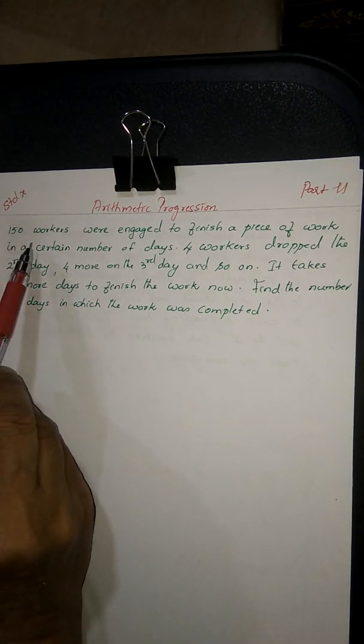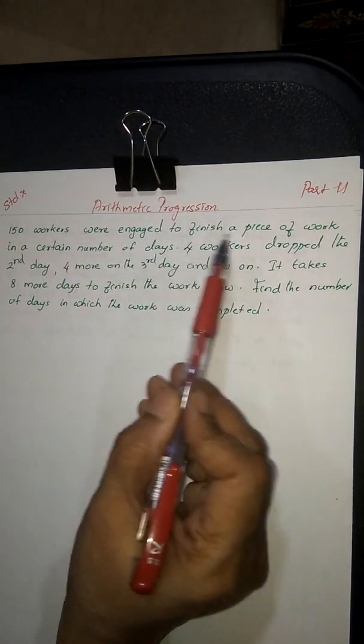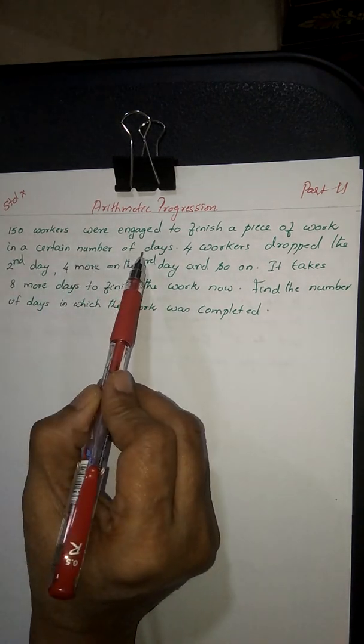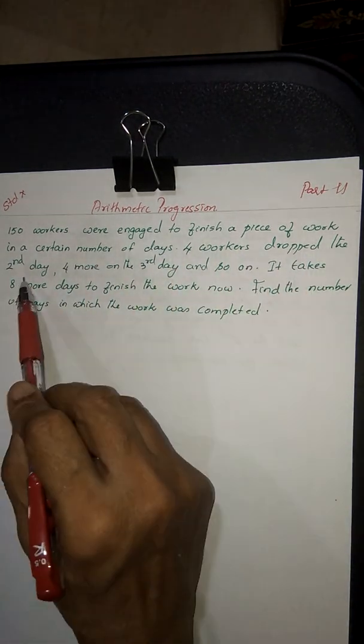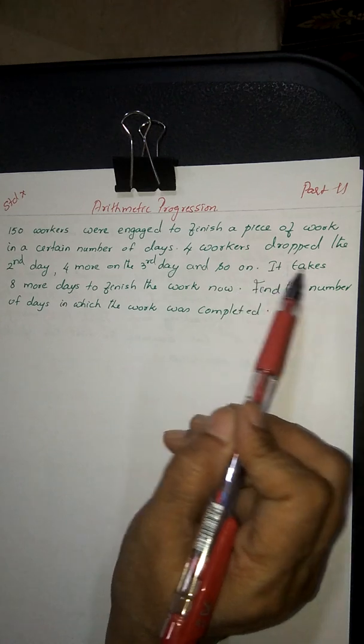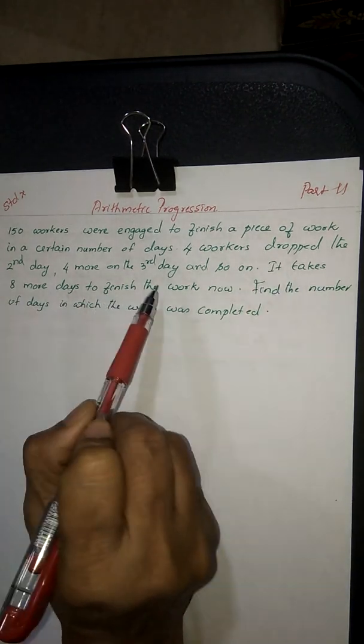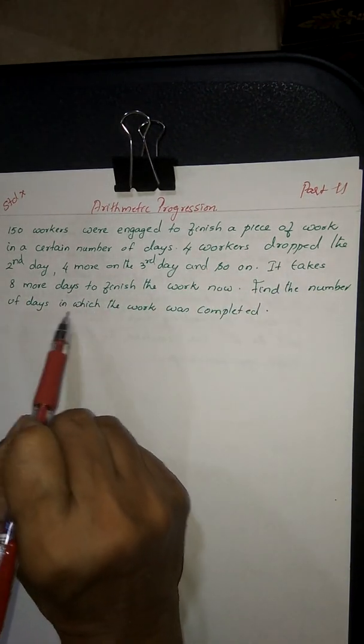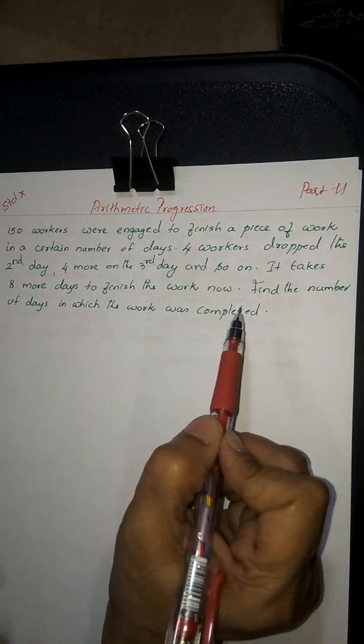150 workers were engaged to finish a piece of work in a certain number of days. 4 workers dropped out on the second day, 4 more on the third day, and so on. It takes 8 more days to finish the work now. Find the number of days in which the work was completed.